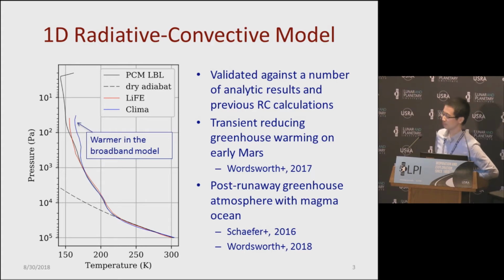So Robin has used the model for a broad range of different kinds of climates. For example, the methane-rich atmosphere on early Mars, and even the post-runaway greenhouse atmosphere above the magma ocean. We have a huge amount of water vapor in the atmosphere and surface temperatures as high as 1,000 degrees, to study the redox state of these planets.